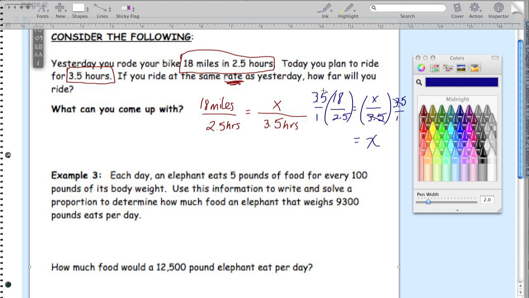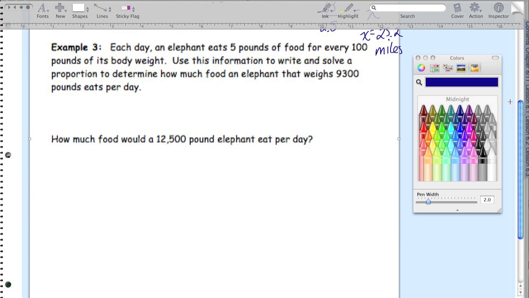Now I have a couple options. I don't have to do the cross-canceling because I'm using calculators, and there's decimals, so that's a little bit much. But what I can do is just multiply straight across, and then divide, or I could simplify this and multiply together. Since we've been doing multiplying fractions, I'm just going to multiply straight across. 3.5 times 18 gives me 63. 1 times 2.5 is 2.5. And then I'm going to divide to get my final answer. And my answer is x equals 25.2, and I want to label it miles. That's how much I would cover if I went at that same rate I did yesterday.